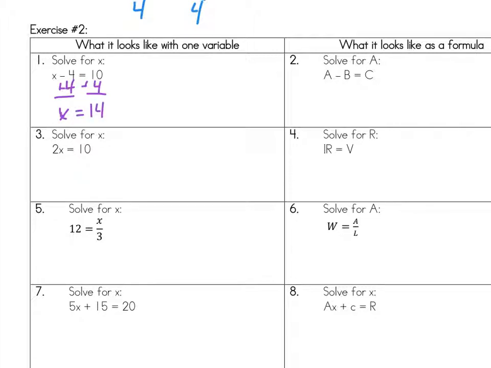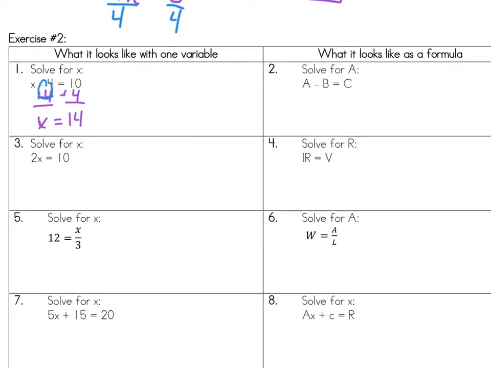Now, I don't care that x is equal to 14, and I guess I shouldn't say I don't care. That's not the important part of this problem. The important part that we need to help us with question number 2 is how we moved that minus 4. I added 4 to both sides because a negative 4 plus 4 is 0. So let's take a look now at number 2.